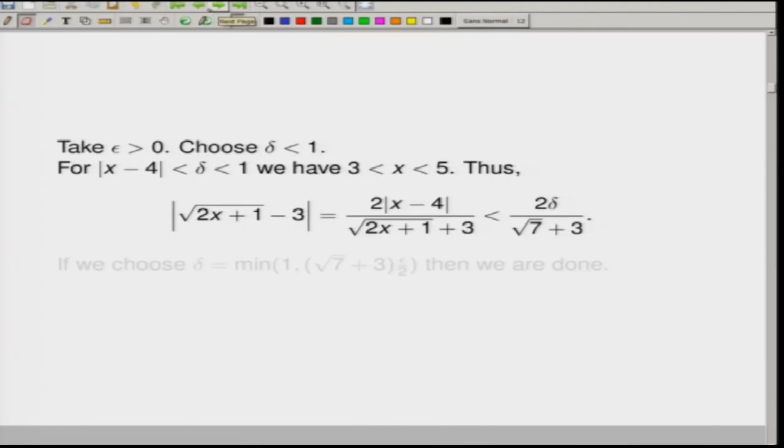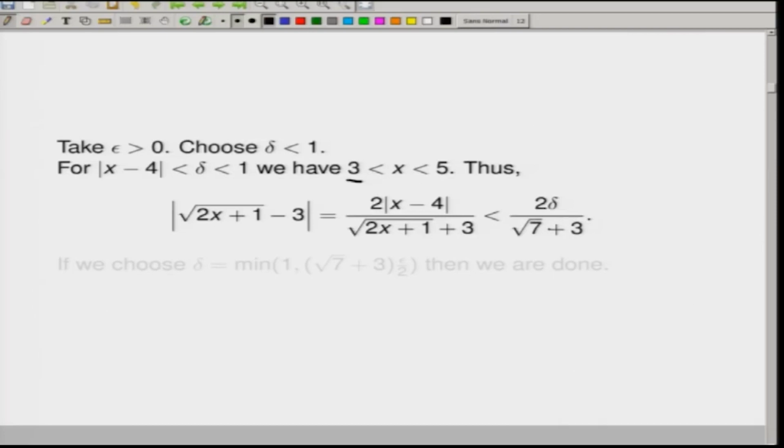Therefore |√(2x+1) − 3| equals what we have seen, 2|x − 4| / (√(2x+1) + 3). The numerator is less than 2 delta. Now, if x is greater than 3, then 2x + 1 is greater than 7, so 1/√(2x+1) would be less than 1/√7. So this quantity is less than 2 delta divided by (√7 + 3).